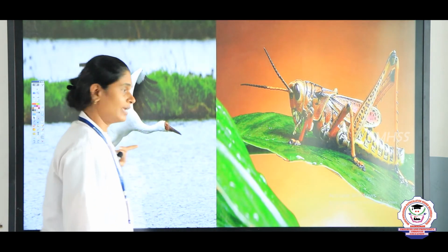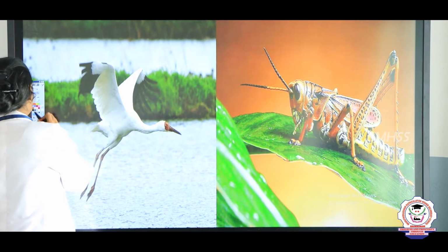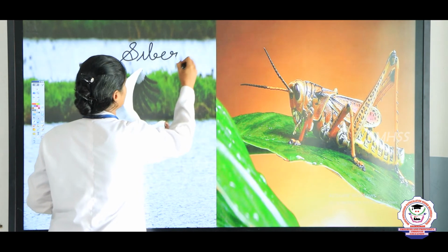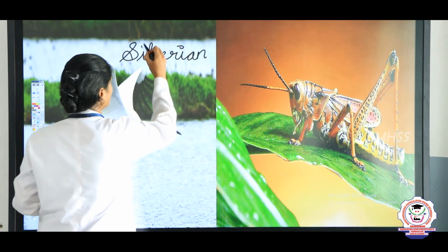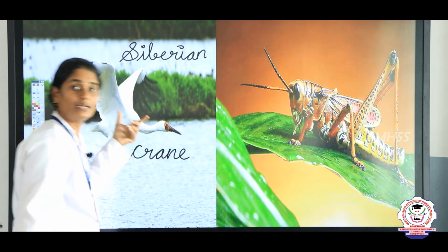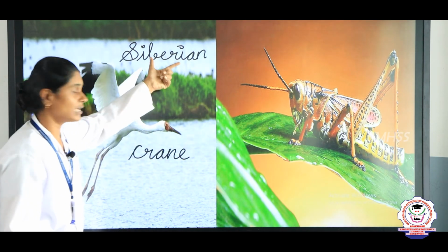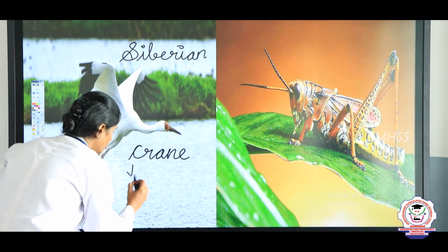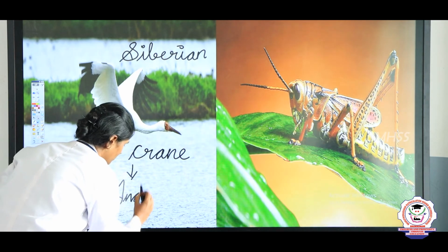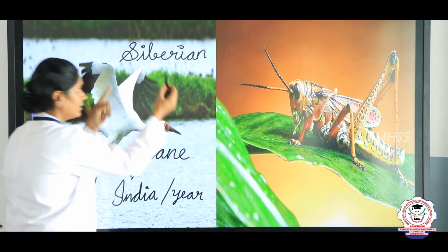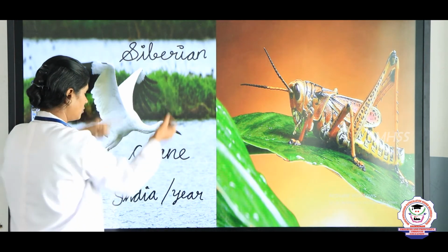The next one, Siberian crane. The name of the bird is Siberian crane. So this Siberian crane travels from Siberia to India. So in Siberia இருந்து எங்க travel பண்ணுமா to India. இந்தியாக்கு வரும். So each year, this Siberian crane travels from Siberia to India.